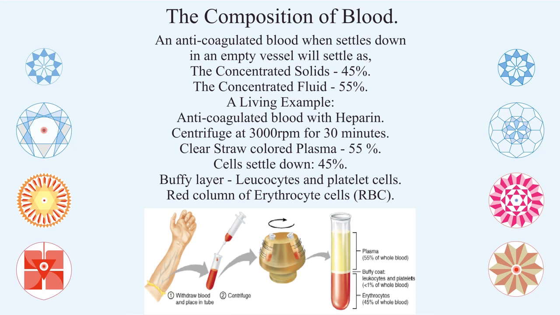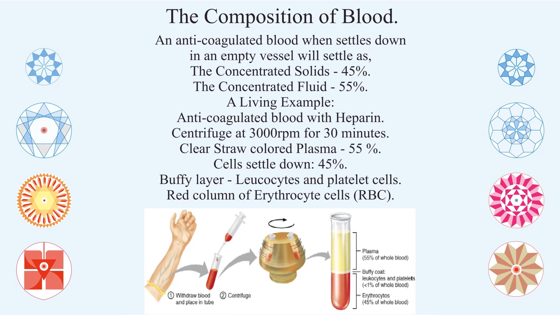But what are the different cells which stand out? From this you can make out there is a layer of platelet cells which are there for coagulation. There are leukocytes, which are white blood cells required for immunity, and there is also a red column of erythrocytes or RBCs, which you can see right at the bottom.